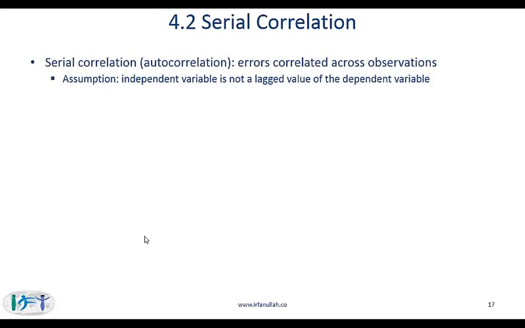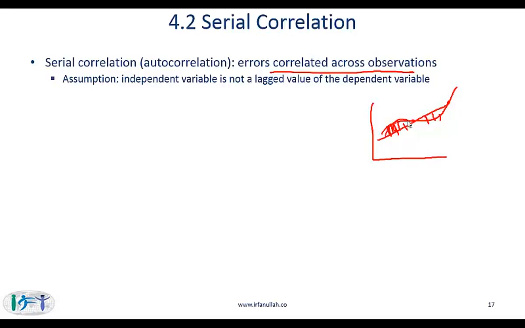Okay, next, serial correlation. What is it? This is where errors are correlated across observations. And if you take a situation like this, if you have a regression line which looks like this, and you have actual data that looks like this, so these are the error terms. Are the error terms correlated? If you have a positive error term, can you predict that the next error term will be positive?